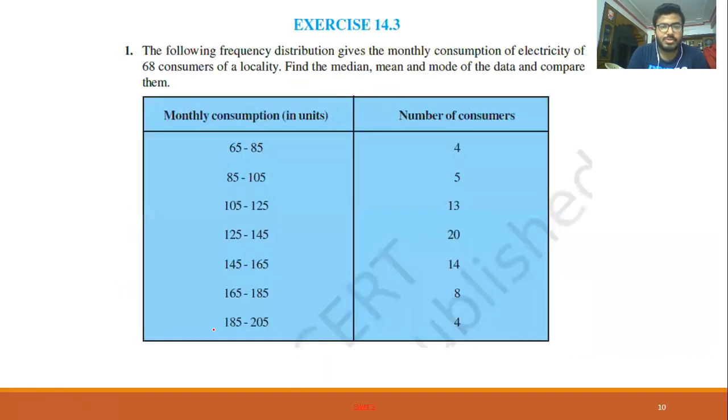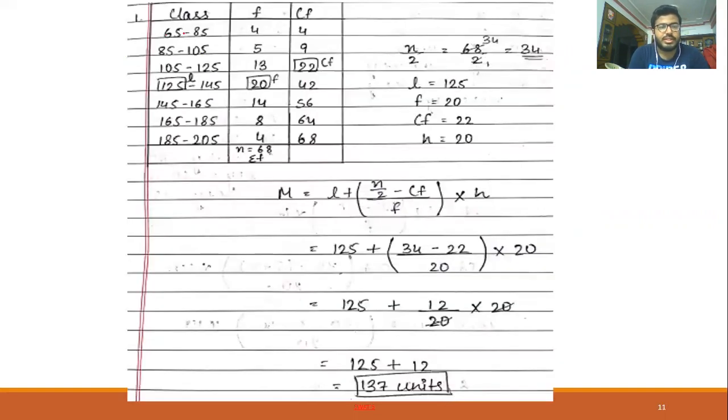Now we'll go into the first question. The following frequency distribution gives the monthly consumption of electricity of 68 consumers. How many consumers are there? 68. So if you total the consumers, you will get 68. Find the median, mean, and mode of the data and compare them. Now you know how to find the mean and mode. Is that clear? I'll be doing the median here. Now just look here. The class is written accordingly, and the frequency is written.